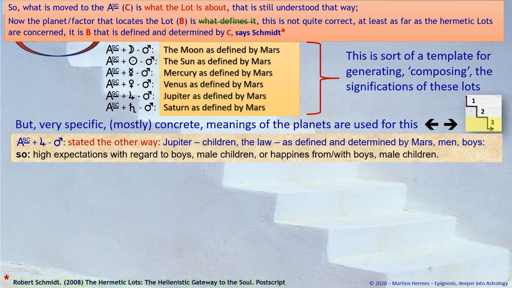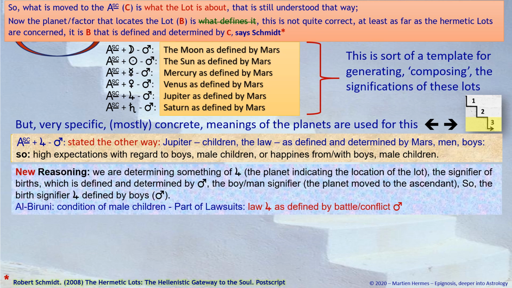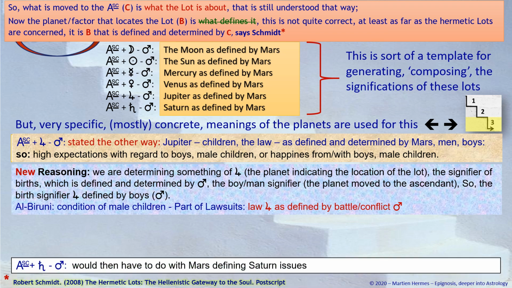So you can state this in this way as well. So if we take the new reasoning, we are determining something of Jupiter, the planet indicating the location of the lot, the signifier of birth, which is defined and determined by Mars, the boy-man signifier. So the planet moved to the ascendant, that is Mars, so boys get defined by the birth signifier. And Alberuni says, condition of the male children gives the part of lawsuits, law as defined by battle and conflict. So I reversed the signification and did it like this.